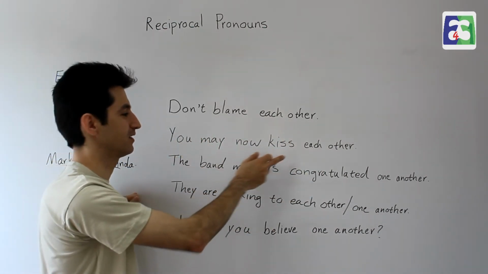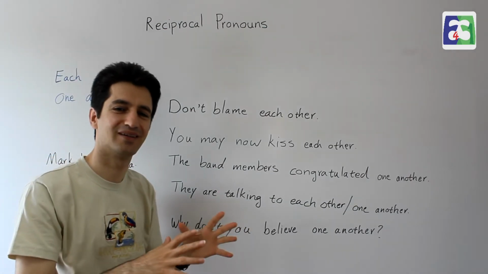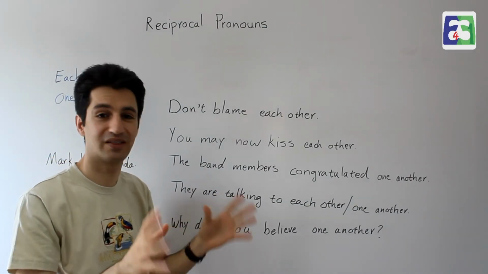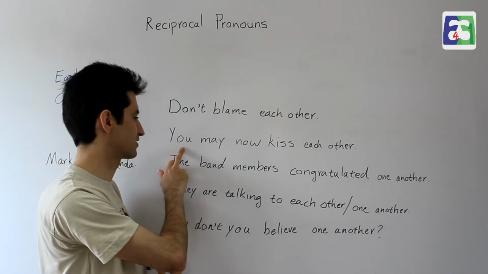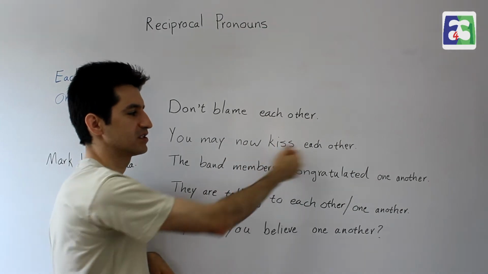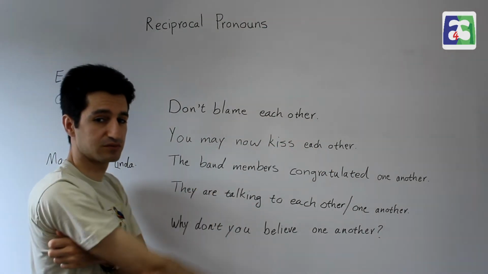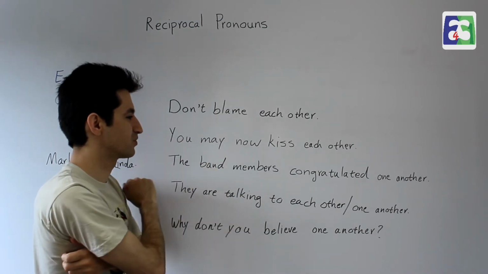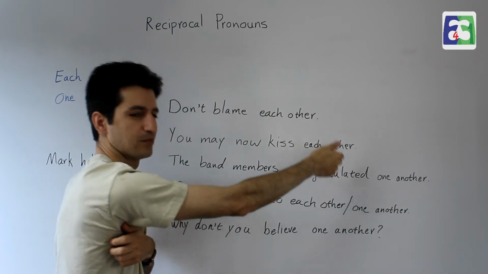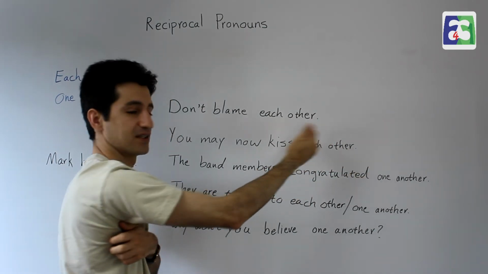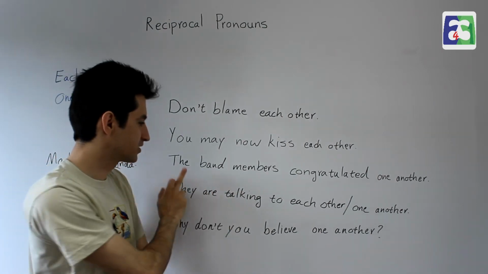You may now kiss each other. Okay, bride and groom, when they are announced husband and wife, they hear this sentence. You may now kiss each other. Or you might put bride and groom may now kiss each other. So you can change this one. Each other. So the man kisses the wife and the wife kisses the husband. So that's two ways. Two-sided.